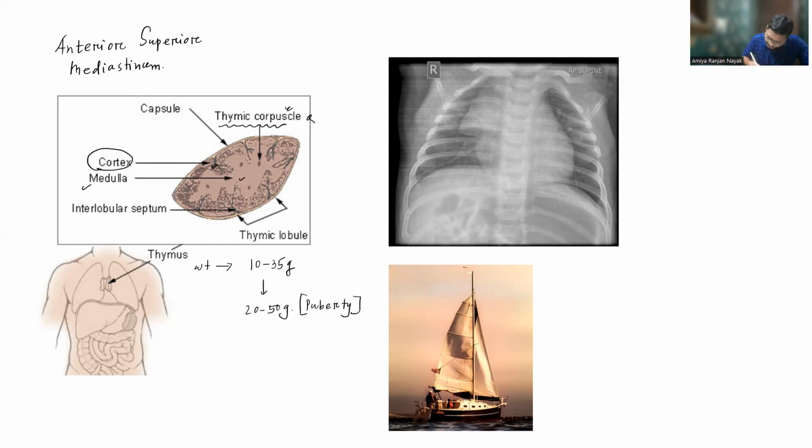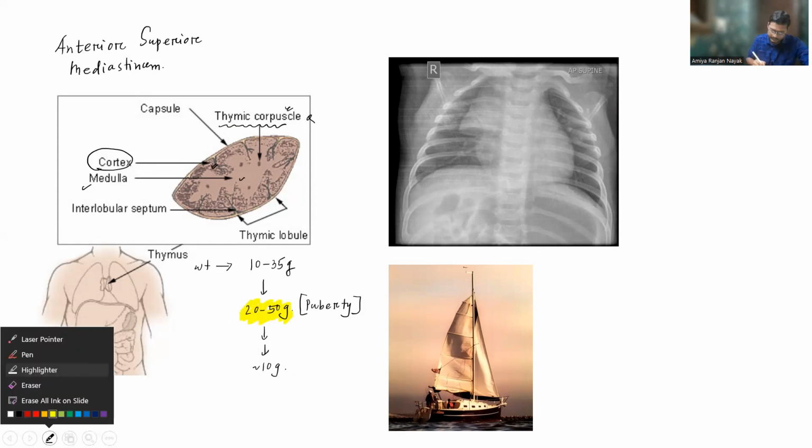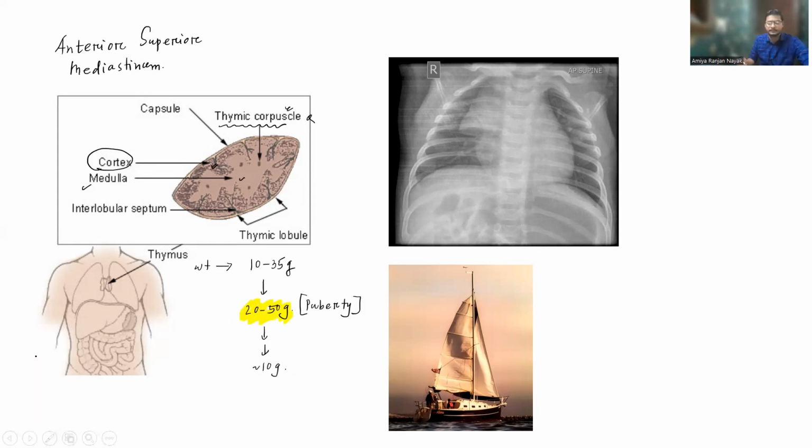After that, it will gradually involute, and in adults we'll just find some remnants of the thymus, which will be around 10 grams. So the maximum size or weight of the thymus you can find around the pubertal age, and after that the thymus is going to involute. In adults, you'll just find some remnants, around 10 grams.